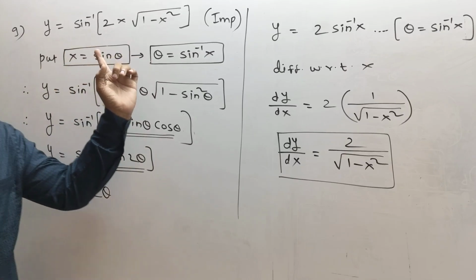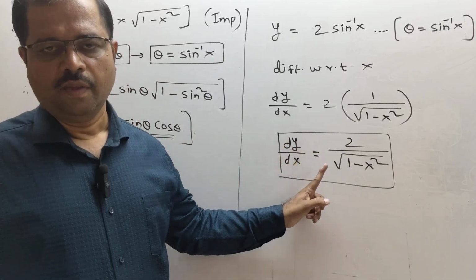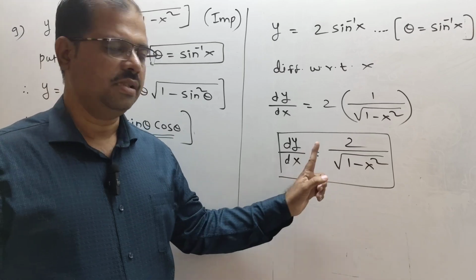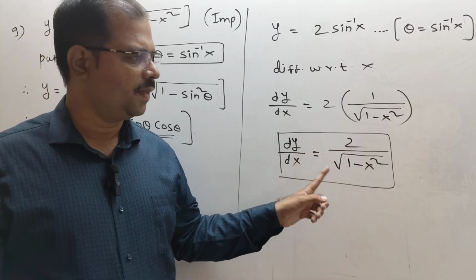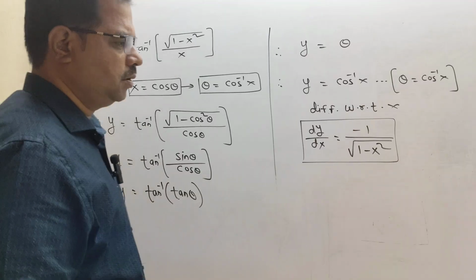Here, two substitutions are permissible, either x is equal to sine theta or x is equal to cos theta. If we put sine theta, the answer is plus. If we put cos theta, the answer is minus. Therefore, there are two answers for this problem, plus or minus.